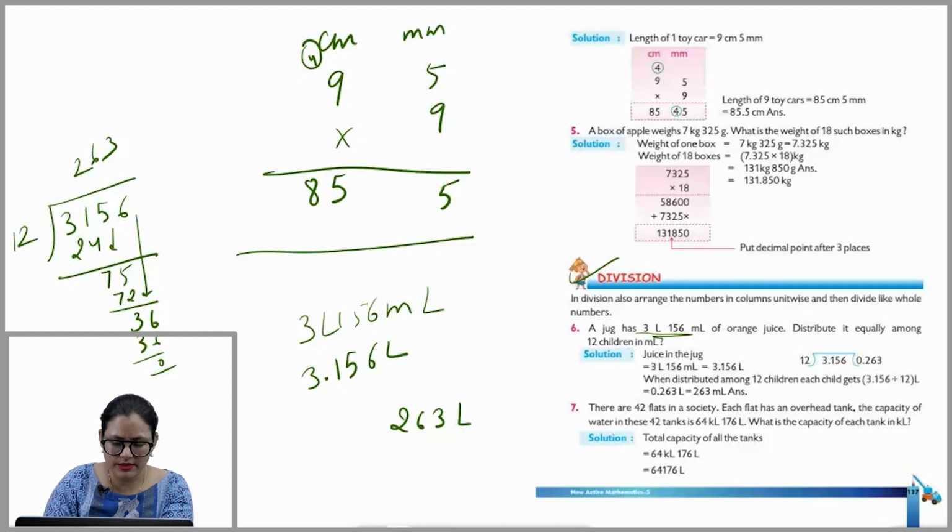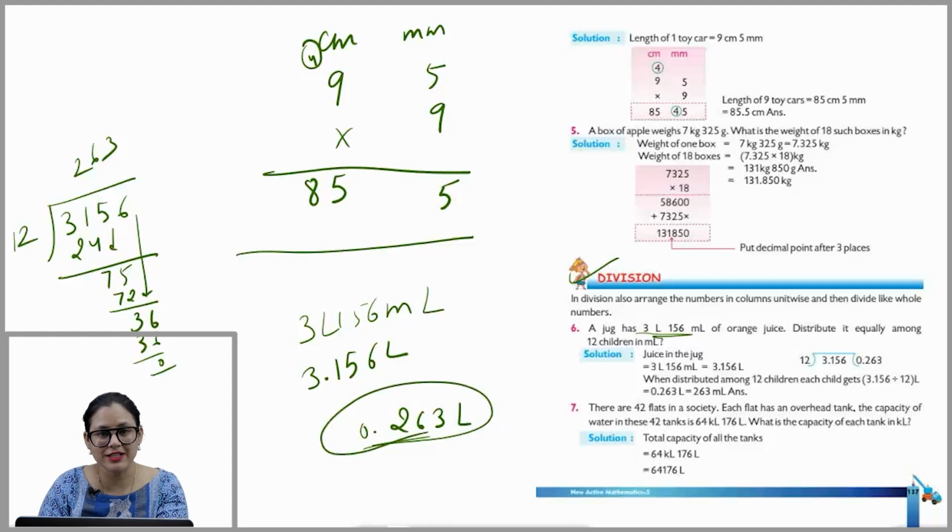See, there are 3 decimal places, so we will put a decimal after 3 digits starting from the right. 1 2 3, 0.263 liter. Okay, but we have to express it in milliliter, so we will remove the decimal. So 263 milliliter is the answer, right?